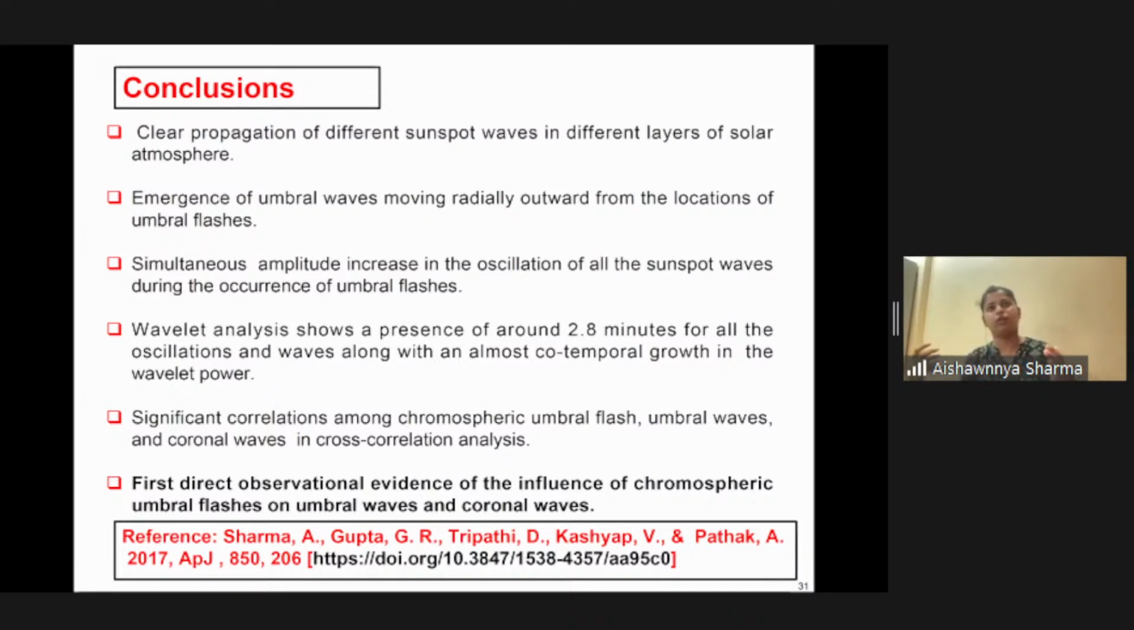We are able to get all that information, and we found that those umbral flash oscillations, which are lower atmospheric oscillations, are affecting the propagation of other sunspot waves happening in different layers of the solar atmosphere. So this is what this study presents. Thank you.